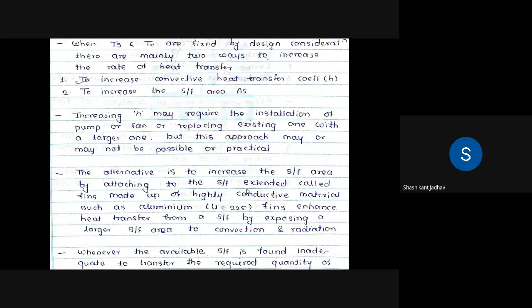There are mainly two ways to increase the rate of heat transfer. Write down the first way: to increase the convective heat transfer coefficient, h. Second, to increase the surface area, that is A_s.